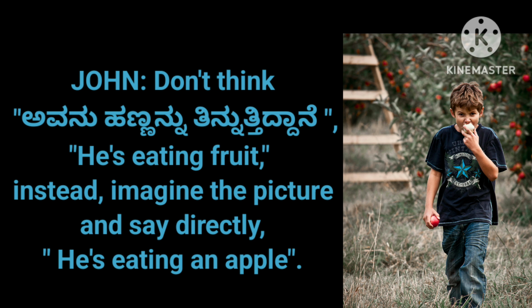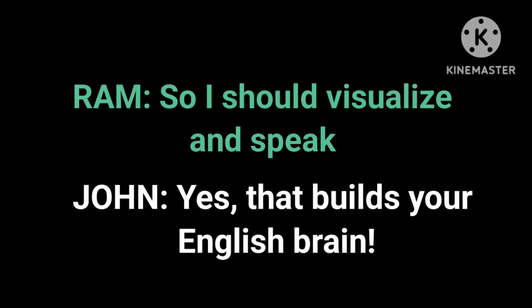John says, don't think ಅವನು ಹಣ್ಣನ್ನು ತಿನ್ನುತ್ತಿದ್ದಾನೆ. He is eating fruit. Instead, imagine the picture and say directly, he is eating an apple. Like this. Ram, so I should visualize and speak. John, yes, that builds your English brain.